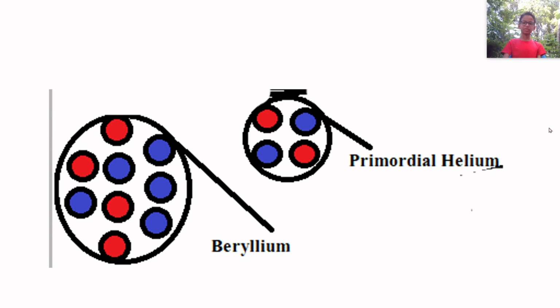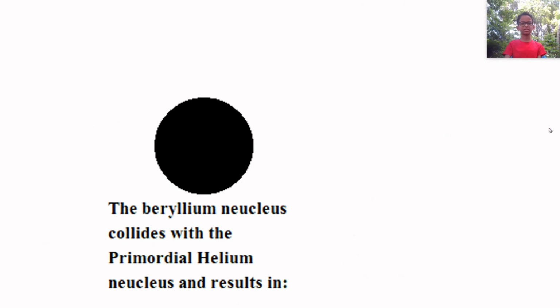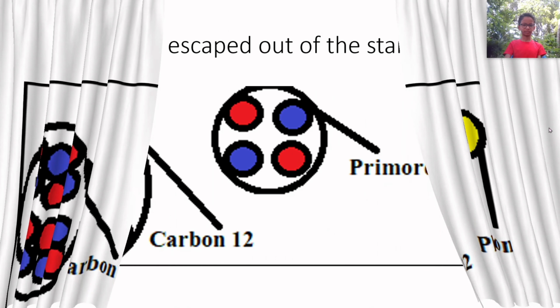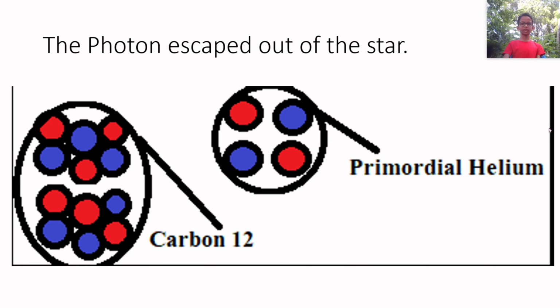The beryllium nucleus collides with the primordial helium nucleus and results in a nucleus of carbon-12 and a photon. The photon escapes out of the star.